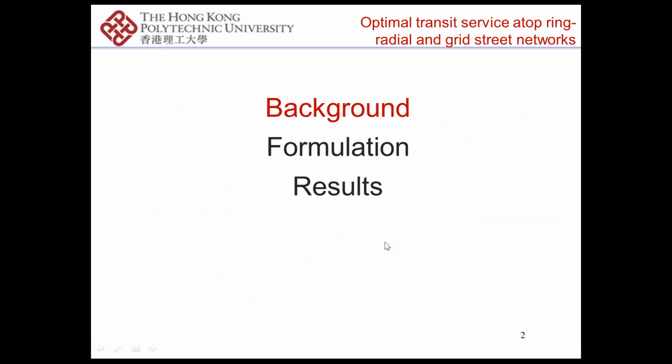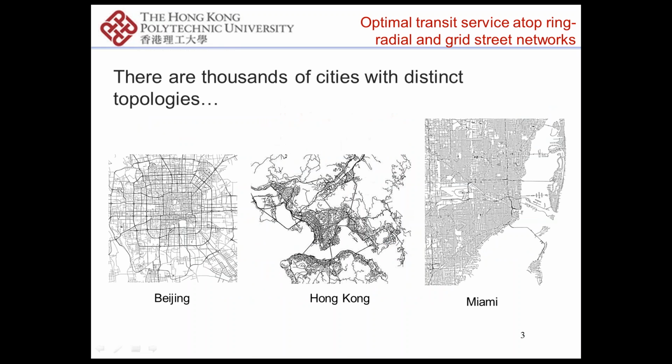So we're going to start from some background information. I will first note that there are thousands of cities with distinct topologies. Here we just show some examples, and you will see that the street networks of these cities are largely different. The first one is Beijing, second one is Hong Kong, third one is Miami.